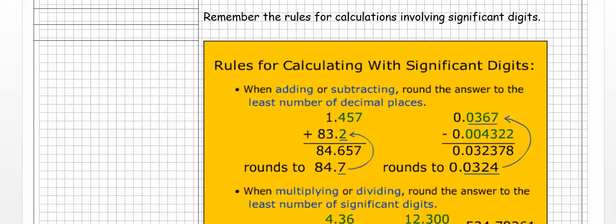1 plus 3 is 4. This 8 comes down. 4 plus 2, 6. Bring the 5 down. Bring the 7 down. I get 84.657. But I cannot keep all those significant digits because here's what I want you to notice.